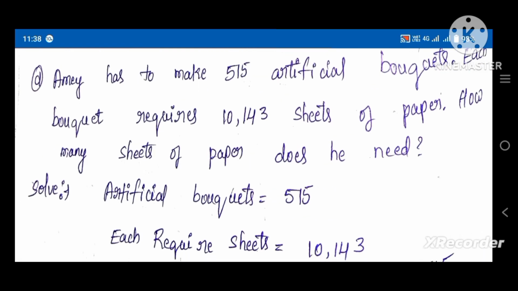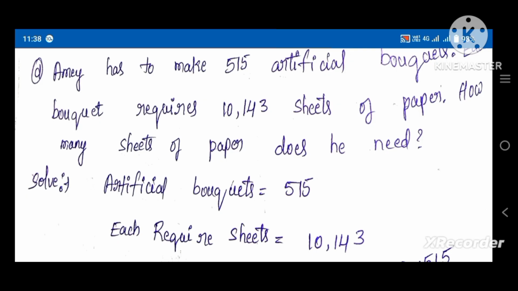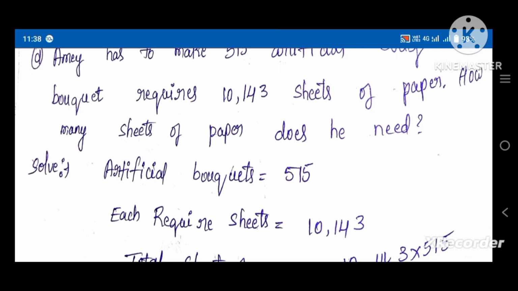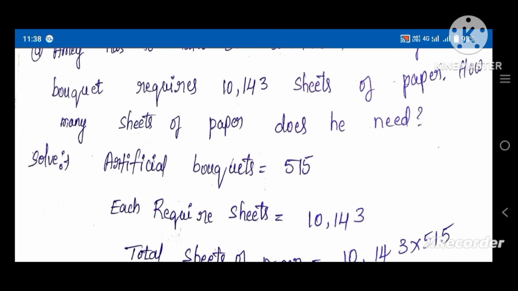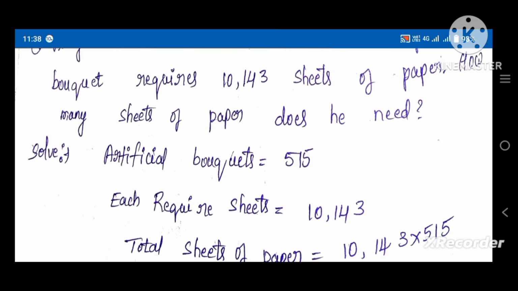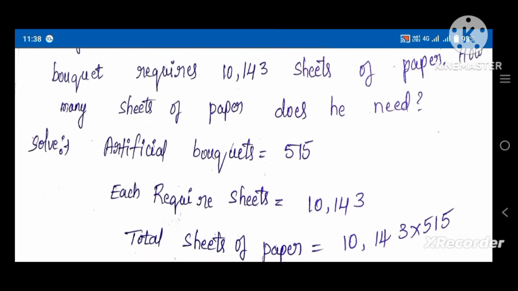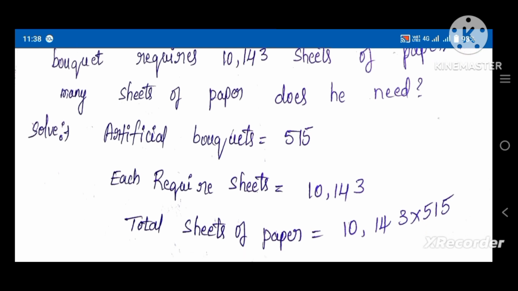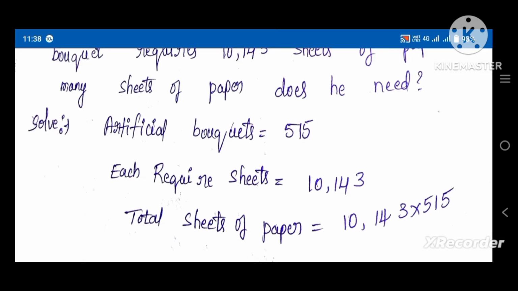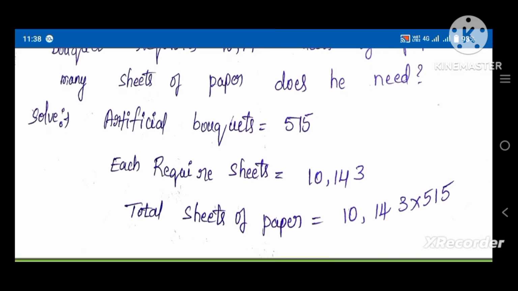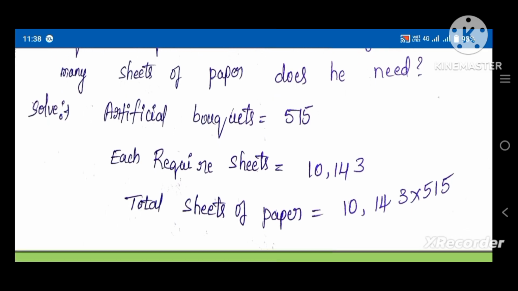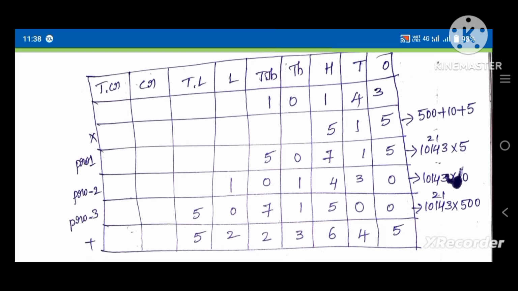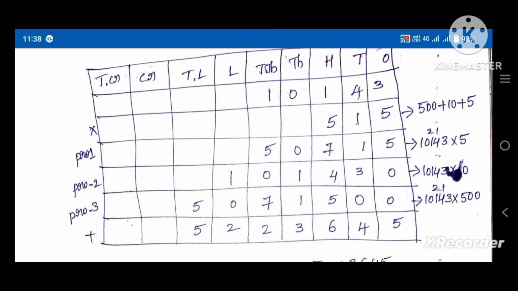Ame has to make 515 artificial buckets. Each bucket requires 10,143 sheets of paper. How many sheets of paper does he need? Solve. Artificial buckets is equal to 515. Each required sheets is equal to 10,143. Total sheets of paper is equal to 10,143 into 515. Ones place 3, tens place 4, hundreds place 1, thousands place 0, ten-thousands place 1.